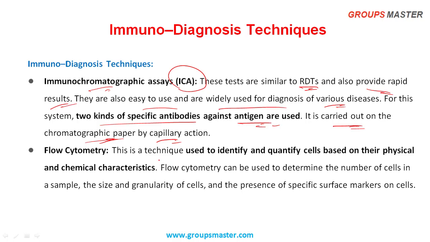Flow cytometry, next one. This technique is used to identify and quantify cells based on their physical and chemical characteristics. It can be used to determine the number of cells in a sample, the size and granularity of cells, and the presence of specific surface markers on cells.